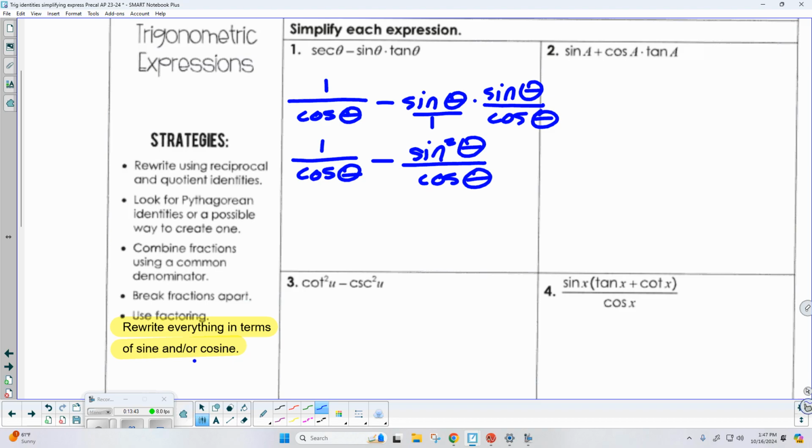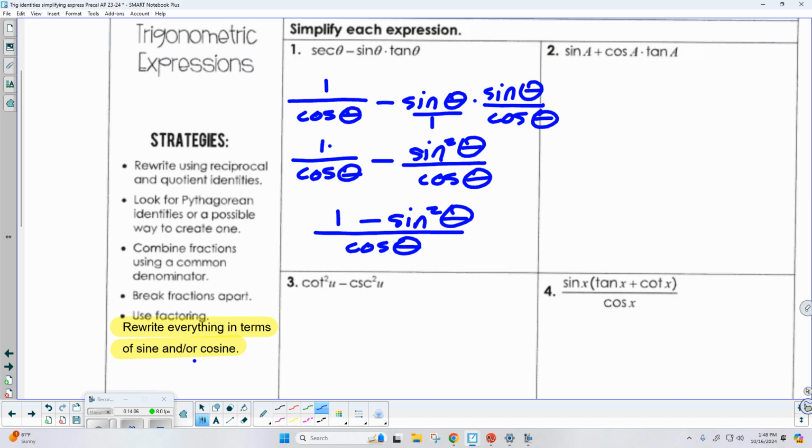Well, what do we notice now that I did that? We got 2 fractions, but they have a what? They got a common denominator. So I can just go ahead and combine these. So I got everything over cosine of theta. So up top, I'm going to have the 1 minus sine squared of theta.